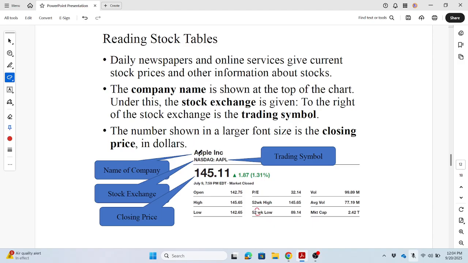Okay, so this is the name of the company, this is the stock exchange, which is called Nasdaq. This is the symbol. When you trade, this is the symbol that's going to appear, and the price you see is the closing price of the previous day. If today is, let's say, the weekend, Saturday, then the previous day the market closed at a price of $145.